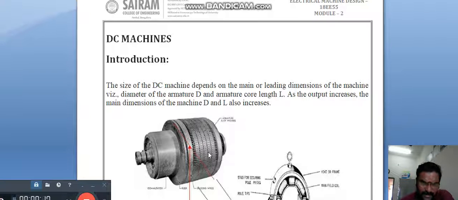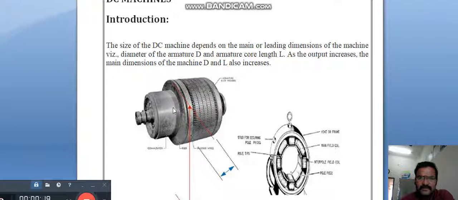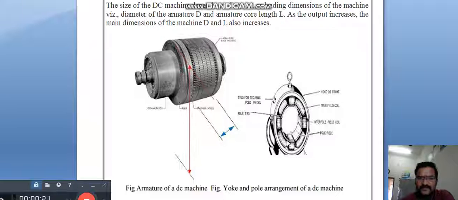Here we show the diagram. In this diagram, we have a DC machine. It has an armature, and there is a core, the armature core. Stator and rotor were there. The diameter of this one is called D, and this length is called L.